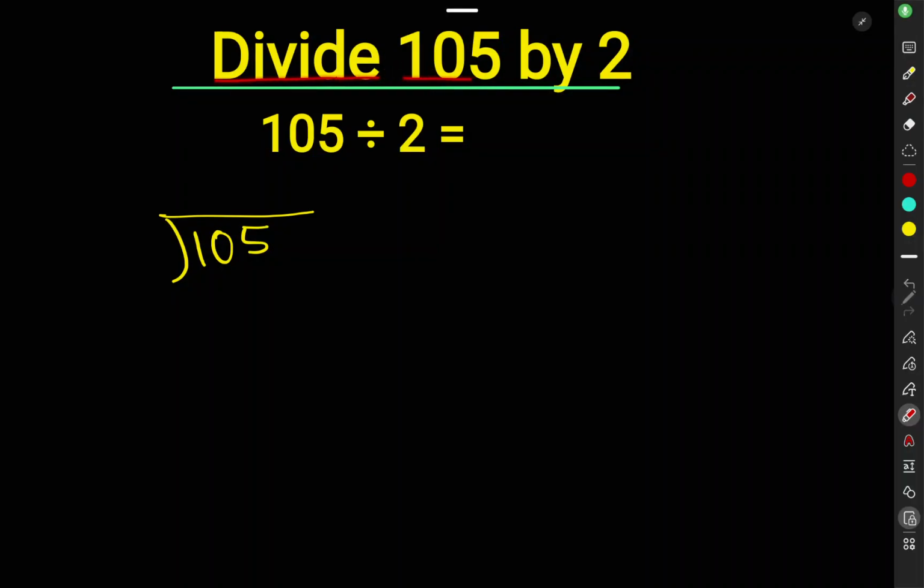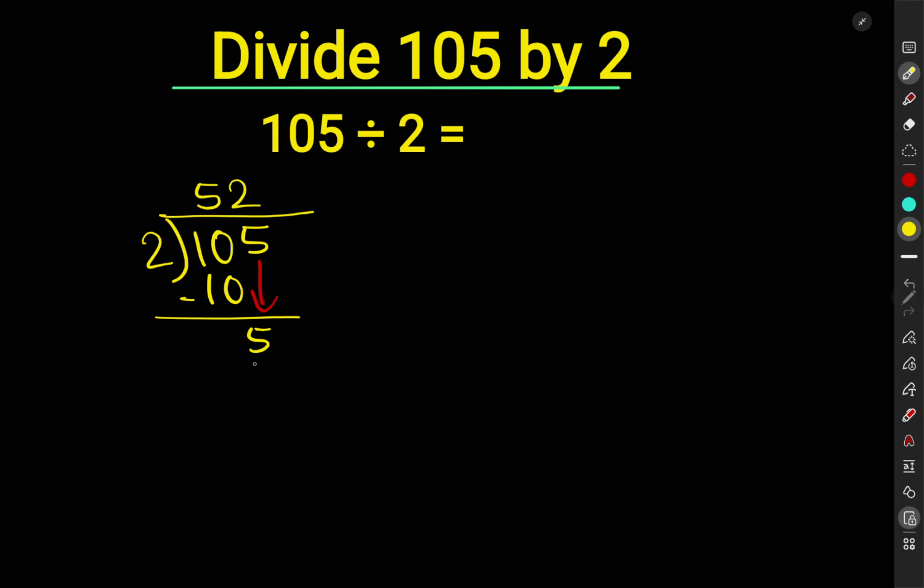Divide 105 by 2. So 105 divided by 2 in a long division method. 2 times 5 means 10. On subtracting we get 0. So now this 0 is less than 2. So we bring down this number 5 and we remove this 0.